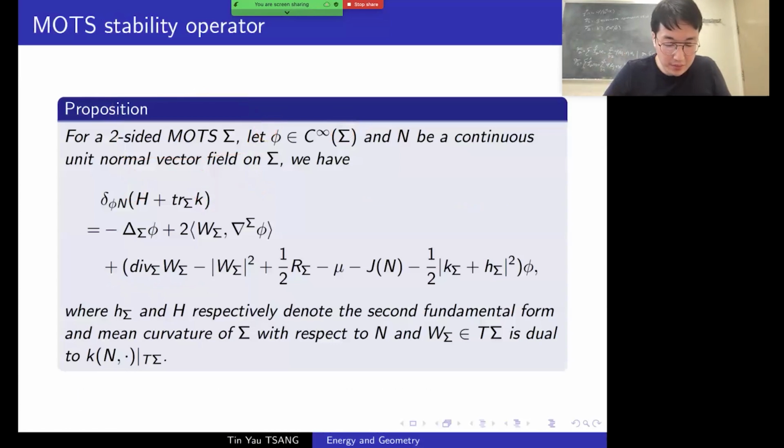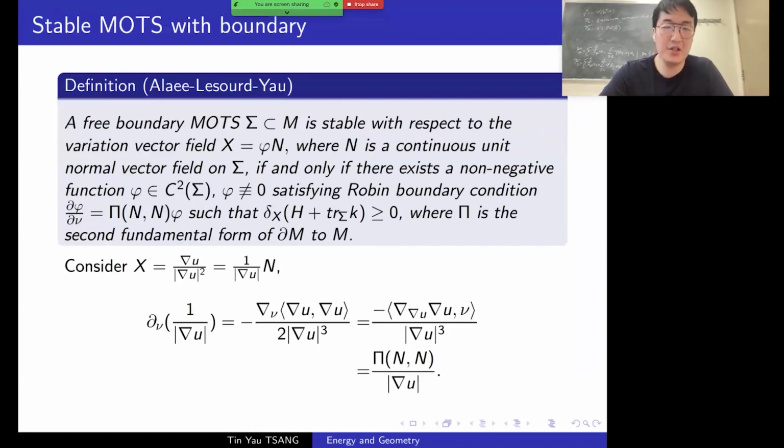And what is a stable mode? Basically, it's the same as a stable minimal surface, in the sense that we just have to take the first variation of the functional that we are concerned with. This time h plus j sigma k, and if this operator has a non-negative eigenvalue, then this is called stable. I'll just skip this because it's a long computation.